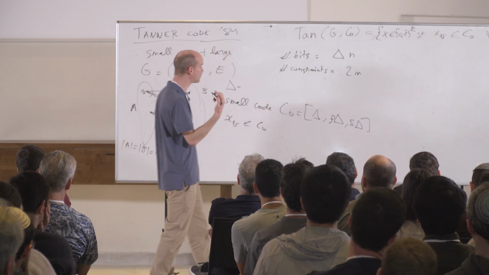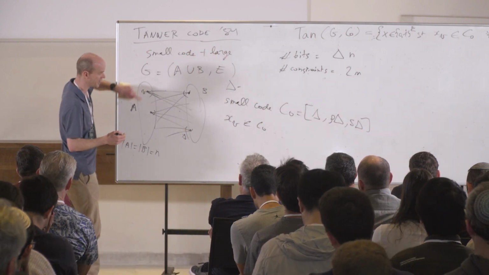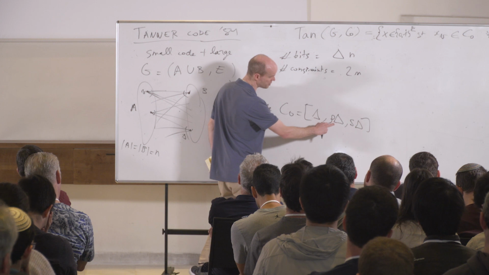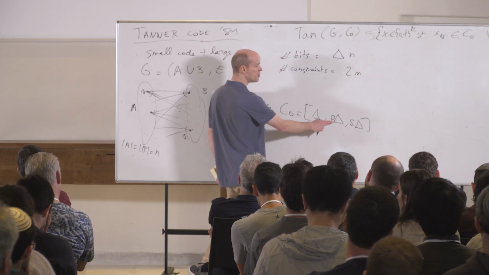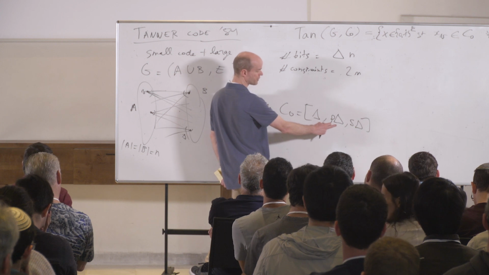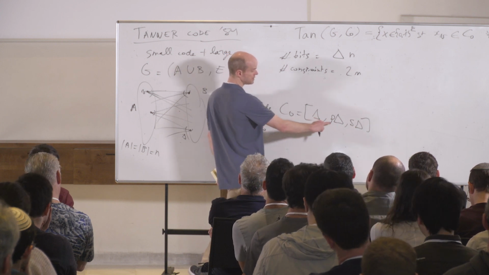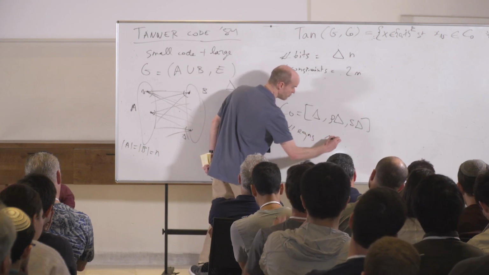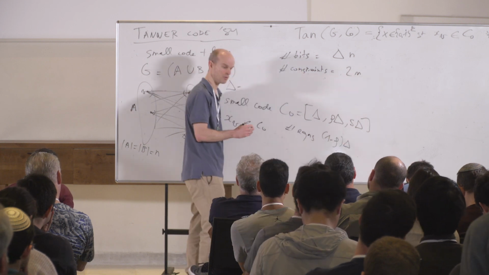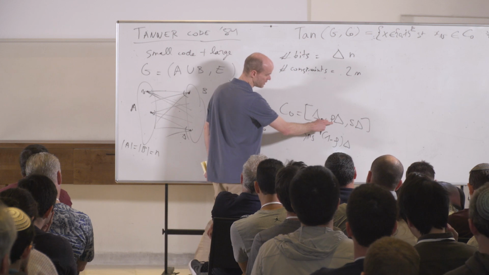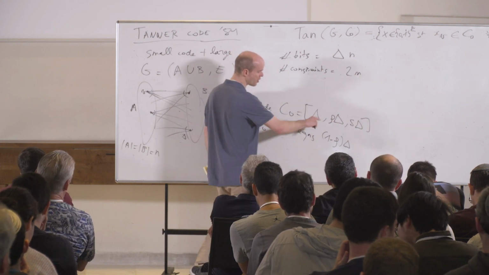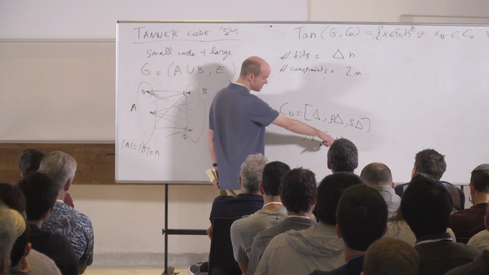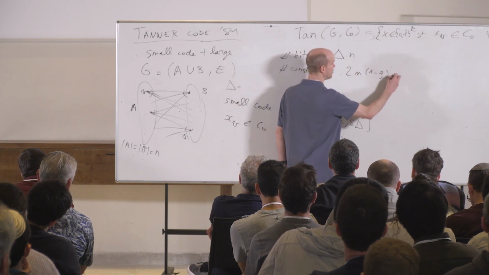And how many constraints do you have at each vertex? At each vertex, you have a code of rate rho, so the dimension of this code is rho times delta. So the number of independent equations for C0 is (1 minus rho) times delta. You have delta bits, rho times delta encoded bits, and the number of equations is the difference between these two. So for every vertex, you have at most (1 minus rho) delta equations.